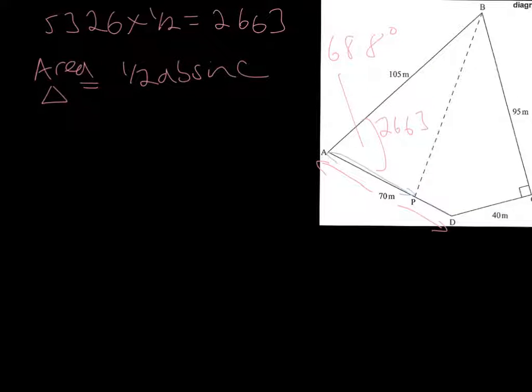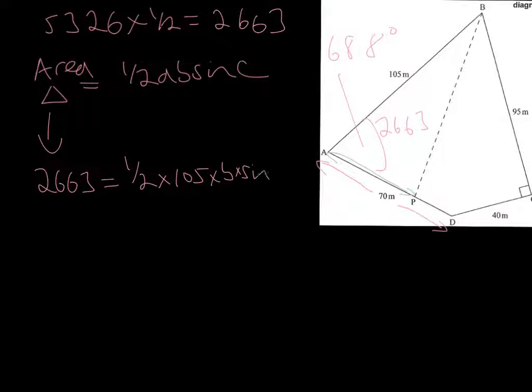We've got half times a, so we can say that this one is a, but this length AP is what we're trying to find. So here let's say that this length AP represents b, but because we've got the area, we can substitute the area in here, and then we've only got one variable b, which we can hopefully solve. So we've said that the area is 2,663, and that is equal to half times a, which we're saying is 105, times b times sine 68.8 degrees.